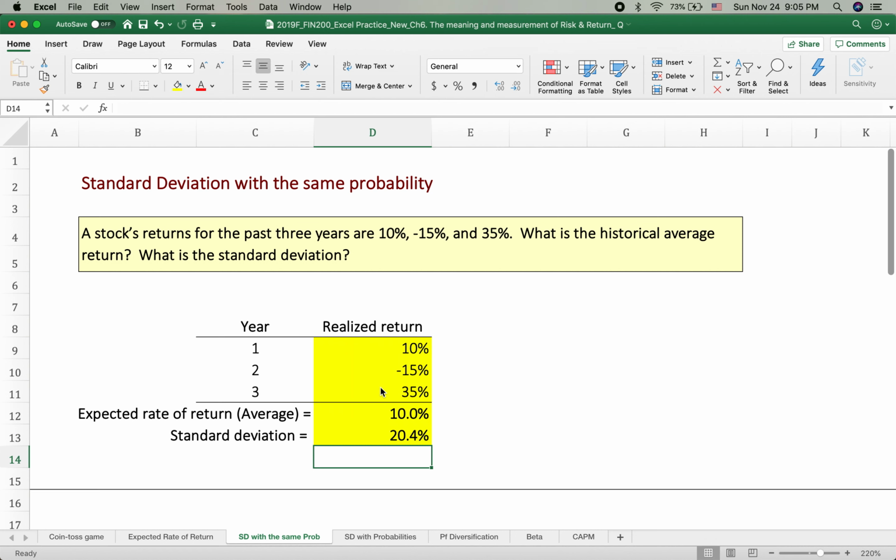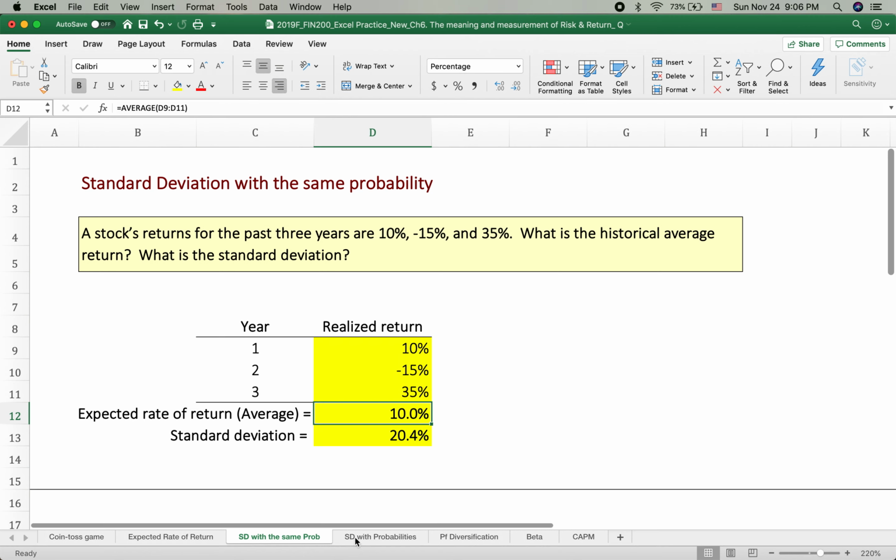What does that mean? That is the uncertainty of this 10%, the riskiness of this 10%. It is 20.4% upside from this 10%, or 20.4% downside from this 10% expected rate of return. So this expected rate of return has an uncertainty of fluctuation, 40.8% in the middle of the 10%.